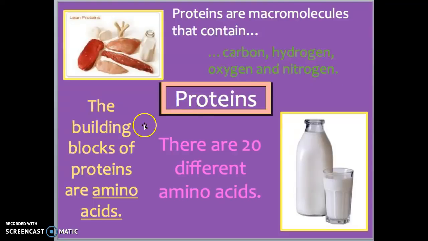The building blocks or the monomers of proteins are called amino acids, and there are 20 different amino acids. And by combining different arrangements of those 20 different amino acids, we can get literally an unlimited number of different proteins. All of them have a pretty specific function in your body.